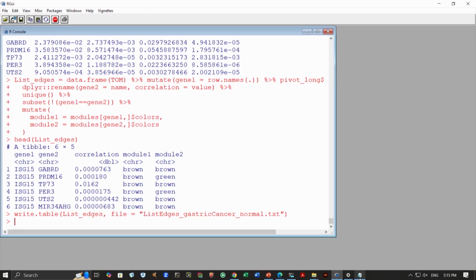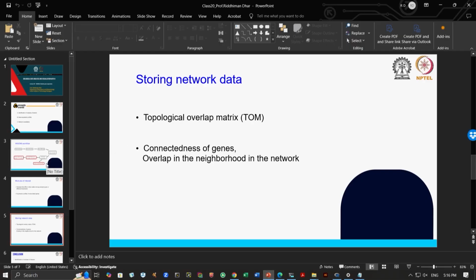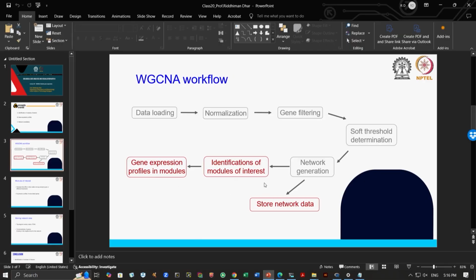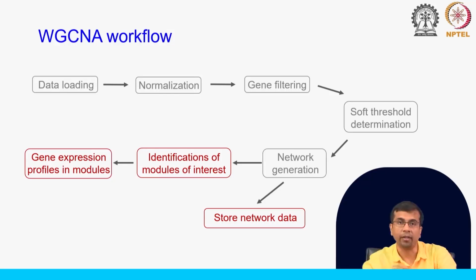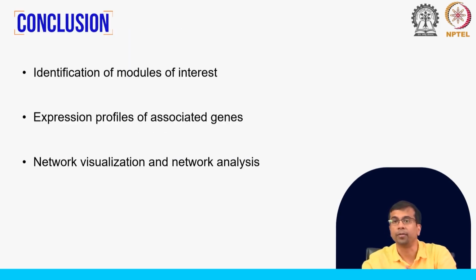Okay, so with that we have completed the analysis. We have gone through all the steps that I mentioned. We have stored the network data, we have identified modules of interest, and we have also identified gene expression profiles in the module, but of course we could not visualize because of an error in the R library. That is something that will probably go away if we try again, but of course we are out of time. So with that we have identified modules of interest starting from gene expression data. We have also stored some of the expression profiles of these associated genes.